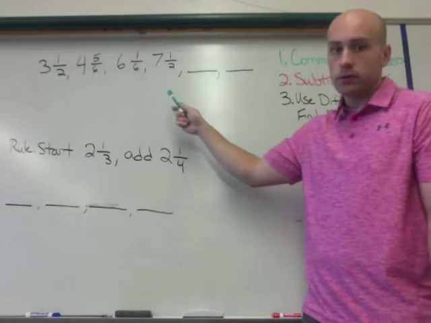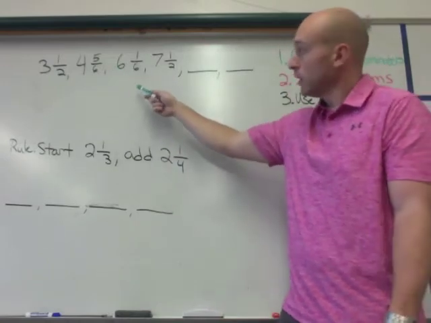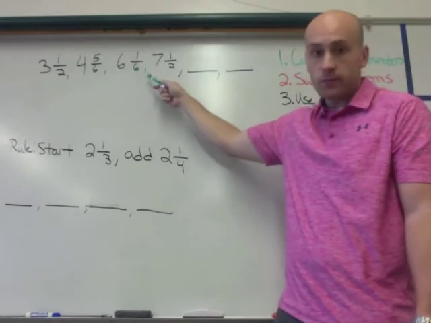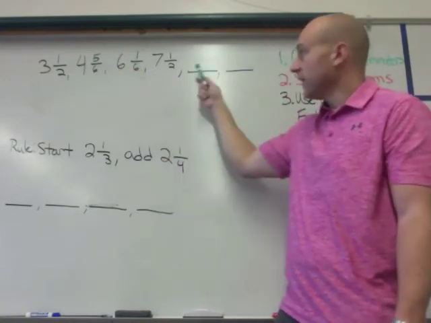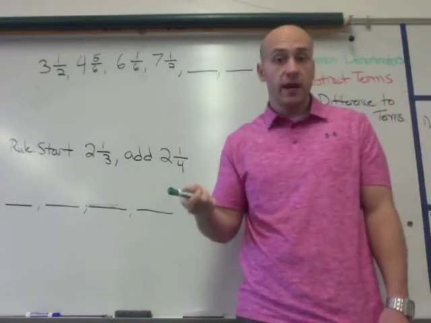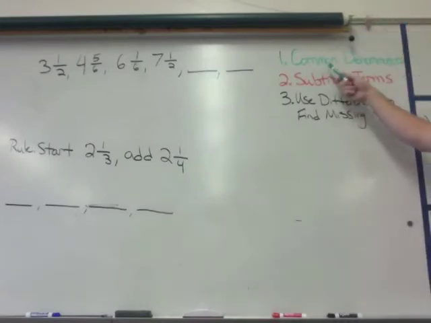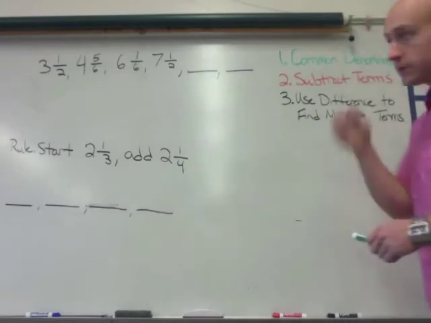What we need to do is find the difference. What's the difference? It's an answer to a subtraction problem. The difference between each term, and then we can find the missing terms. So in order to subtract or find the difference, we have to have common denominators. So here are our steps. The first step is we're going to find common denominators.